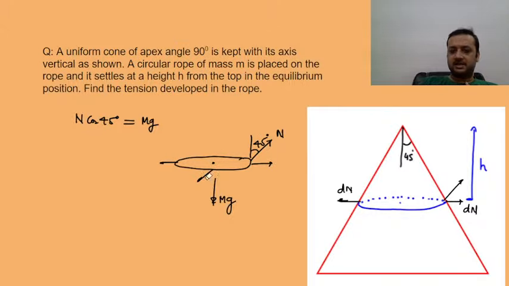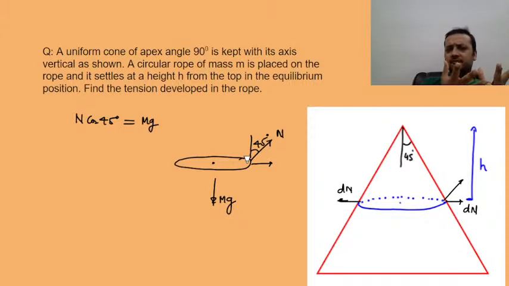Diametrically opposite dN's will cancel each other. So what is happening, if you think carefully, is that the horizontal component of the normal reaction is trying to expand the ring. It is trying to elongate the ring. The vertical component of the normal reaction was just trying to balance mg, but the horizontal component of the normal reaction is trying to expand the ring.